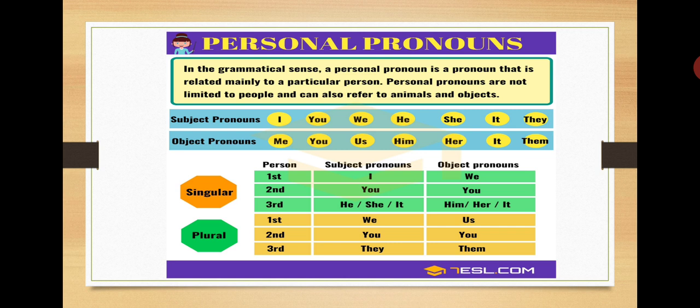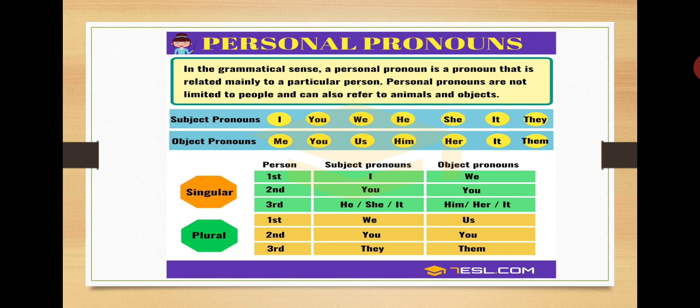Now children, pronouns like I, we, you, he, she, it, they are used in the subject position in a sentence. And second, for example, pronouns me, us, you, him, her, it, them are used in the object position in a sentence. And you should know that it and you are used both in the subject as well as in the object positions.